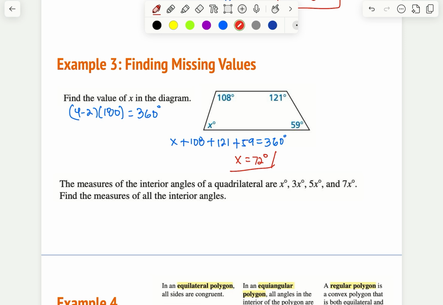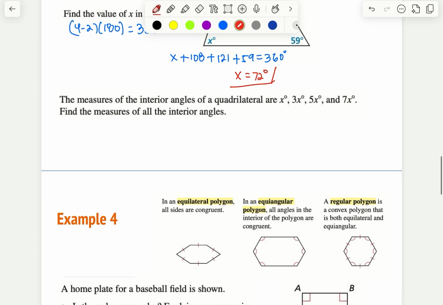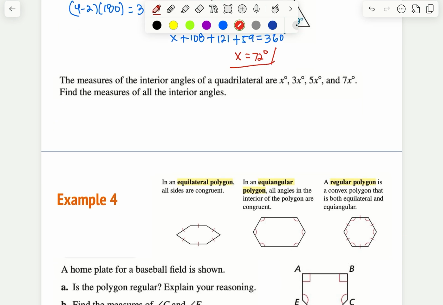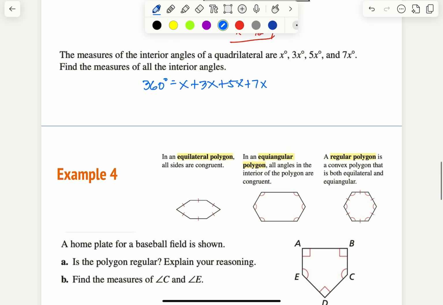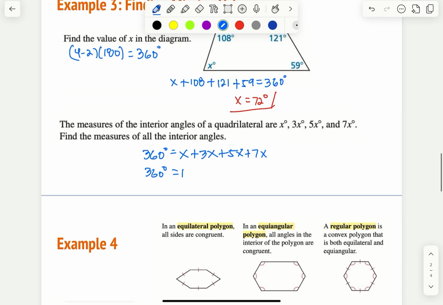Next, the measures of the interior angles of a quadrilateral are x degrees, 3x degrees, 5x degrees, and 7x degrees. Find the measures of all the interior angles. So in this one, the sum of all the interior angles is equal to 360 degrees. So adding all of the given, x plus 3x plus 5x plus 7x is equal to 360 degrees, which is 16x. And dividing both sides by 16 would give me x is equal to 22.5 degrees.